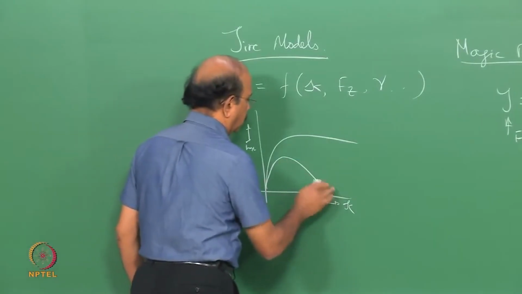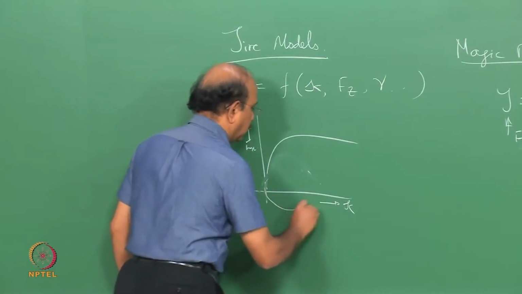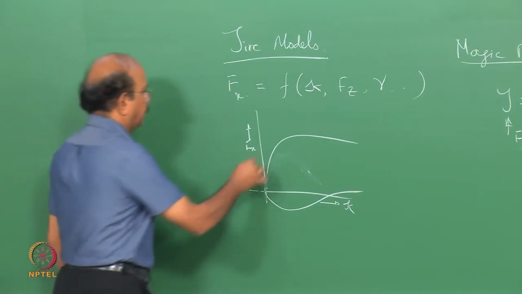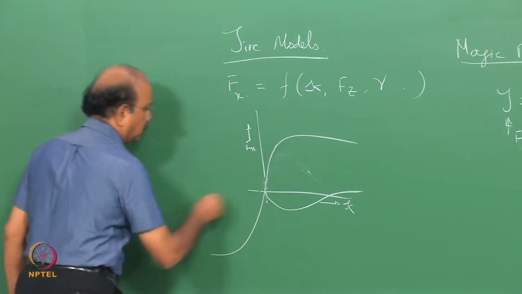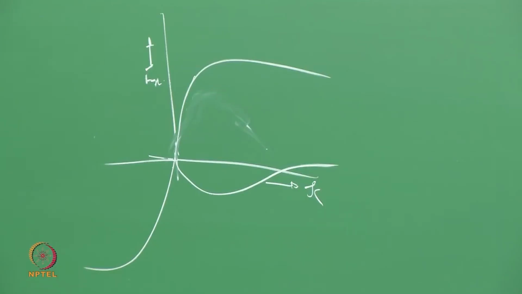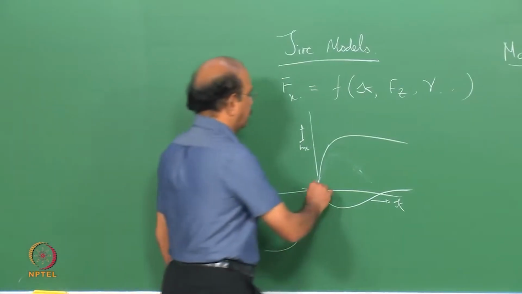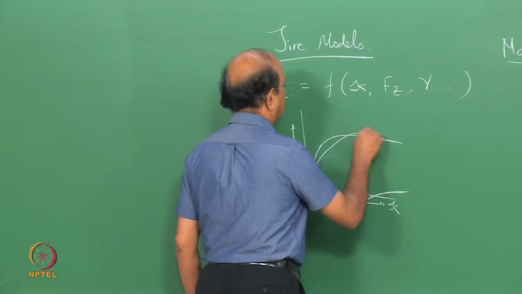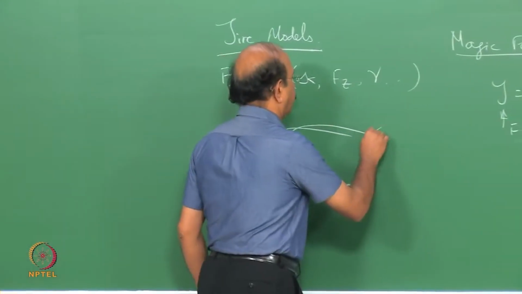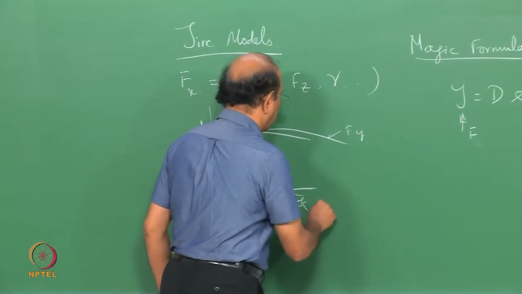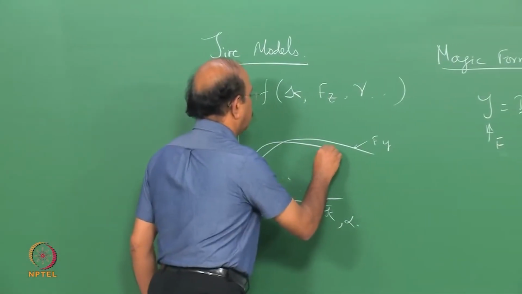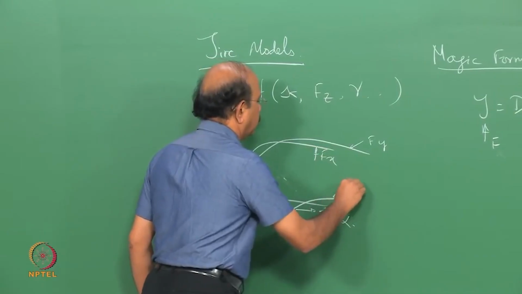Say, for example, I had a curve like that for moment, and this curve is antisymmetric with respect to this, and then I have another curve which may be like that for Fy. So this can be Fy, say, versus kappa or alpha. This can be the Fx curve, and this can be the M curve, and so on.